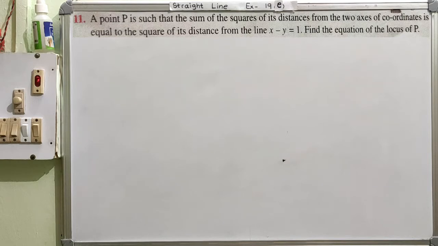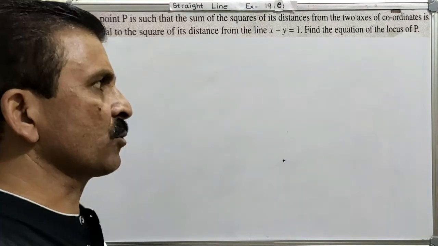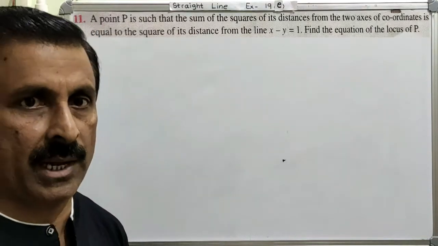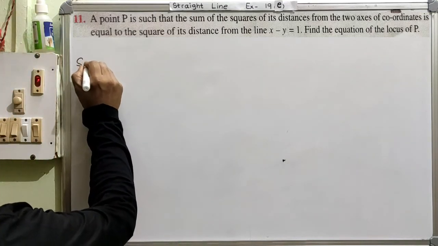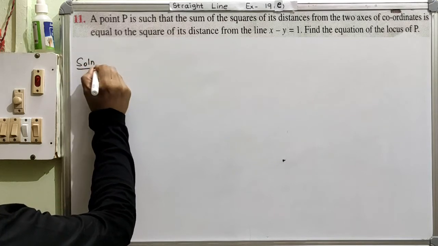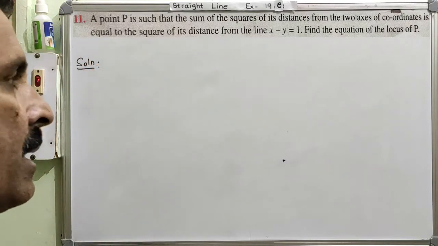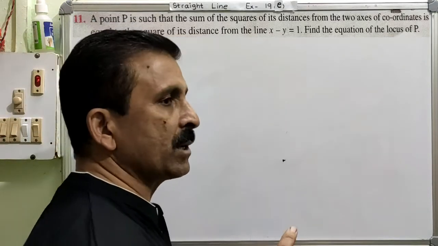I repeat this question. A point P is such that the sum of the squares of its distances from the two axes of coordinates is equal to the square of its distance from the line x minus y is equal to 1. Now, even after reading this question 2 times, you might not have understood anything, isn't it? So I will show you the benefit of drawing the diagram. Once the diagram is drawn, then the picture becomes more clear.